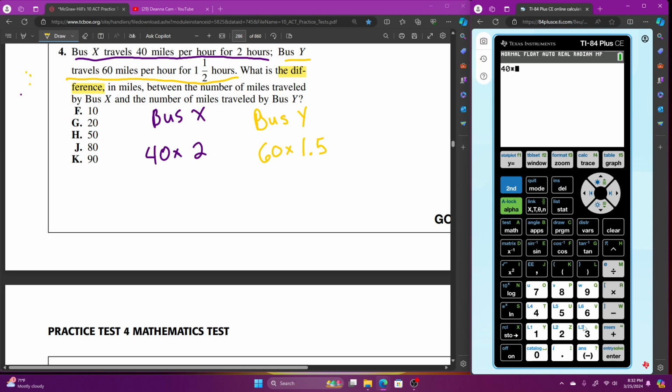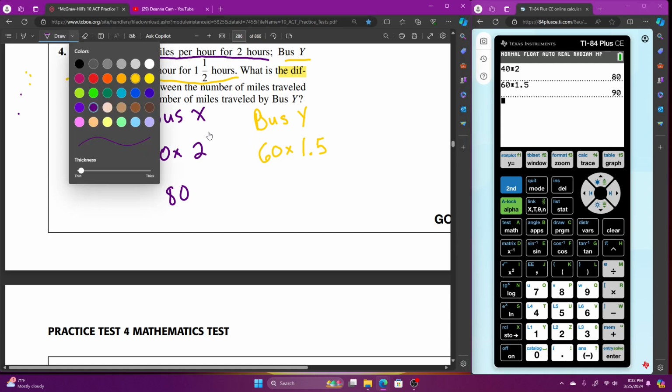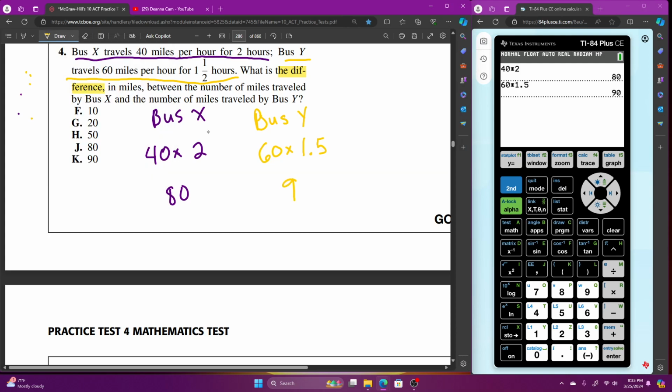40 times 2 gives us 80. And then 60 times 1.5 is 90. And then you probably have your eyes on the answer already because you know what you're doing to find the difference. But while I've got you on this question, I just want to show you one more thing with the TI-84 calculators.